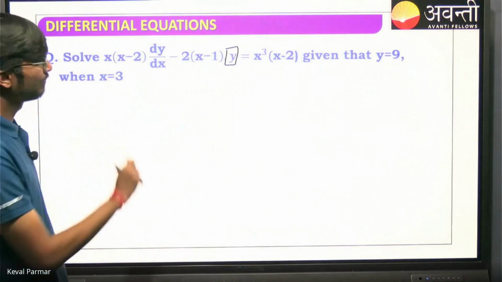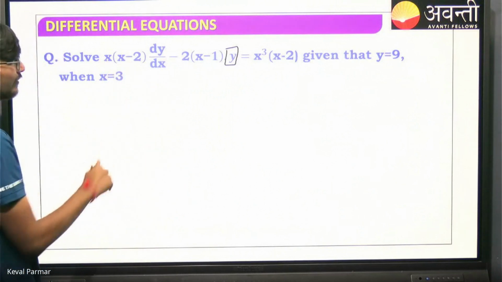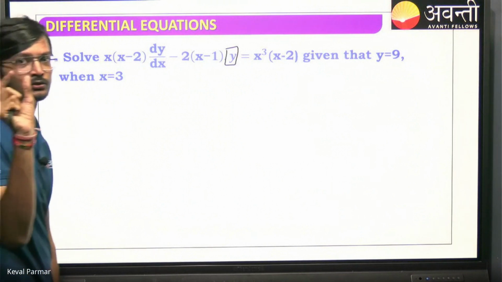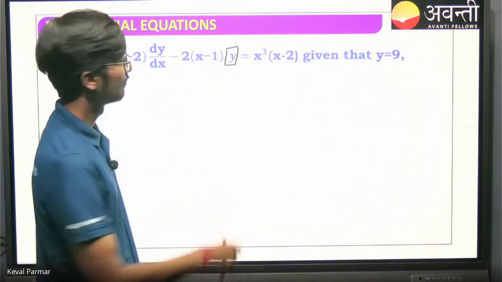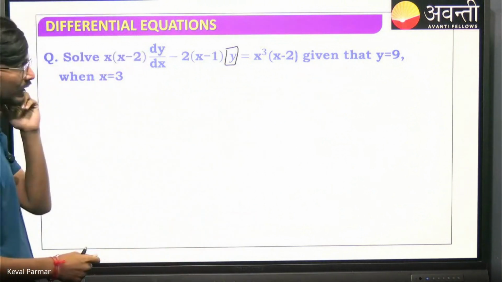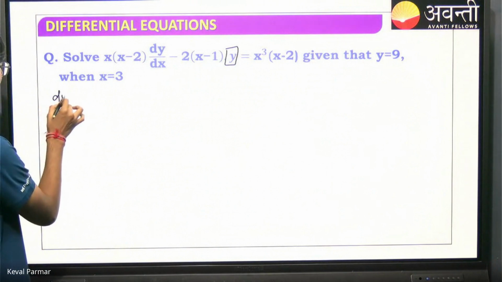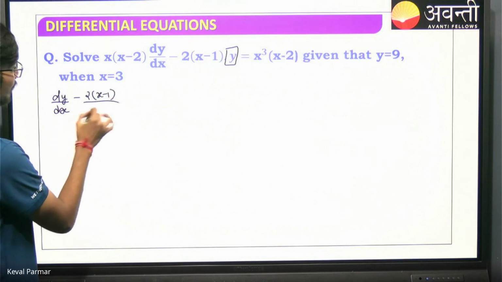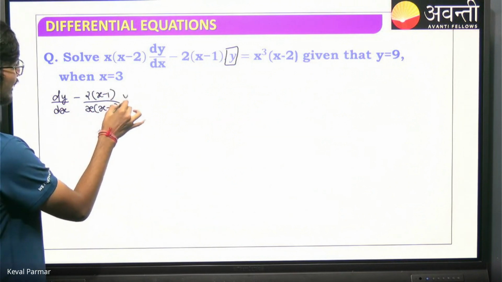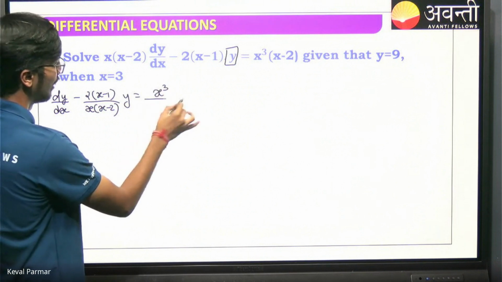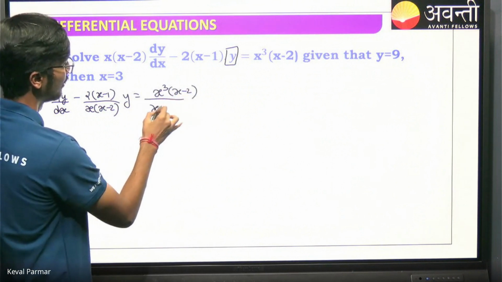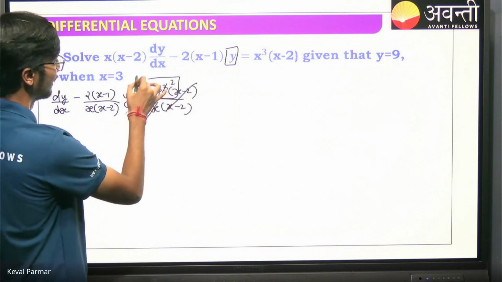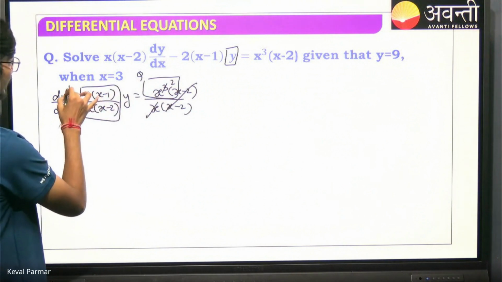So for it to be a linear differential equation, let's divide by x into x minus 2. Right? I'm writing a little small because it'll take much space. It's a lengthy sum because we have to find the value of c also. Okay? So I'll get dy over dx minus 2 into x minus 1 upon x into x minus 2 y is equal to x cube upon x into x minus 2. This will get cancelled. So this is my Q and this with negative sign is my P.